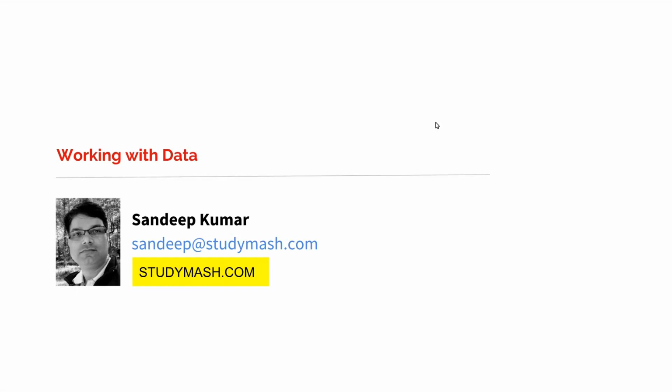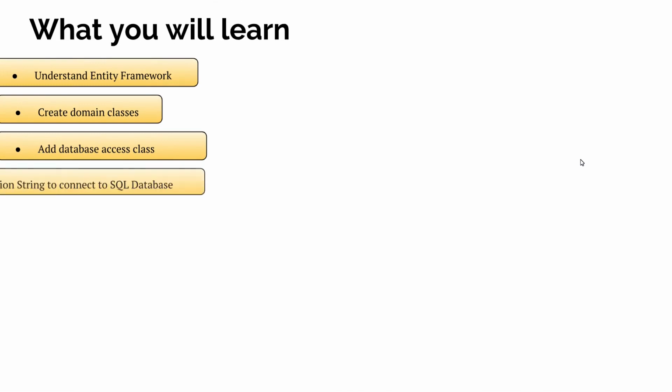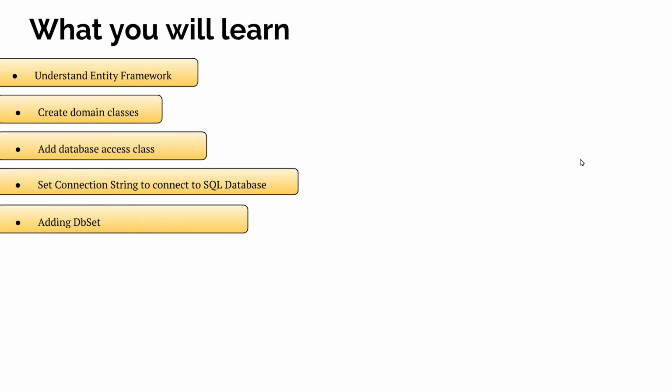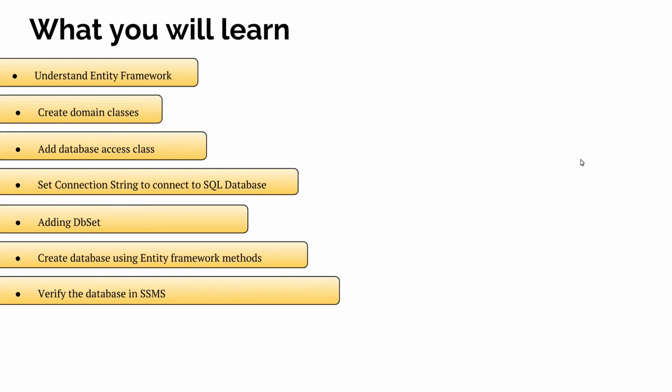In this section, you will learn how to add domain models and create database using entity framework. So these are the things you will learn in this section. Understand entity framework, create domain classes, add database access class, setting connection string to connect to the SQL server, adding DbSet, create database using entity framework methods, and finally, we will verify the database in SSMS, that is called SQL Server Management Studio. And then at the end of this section, I will give you some exercises.